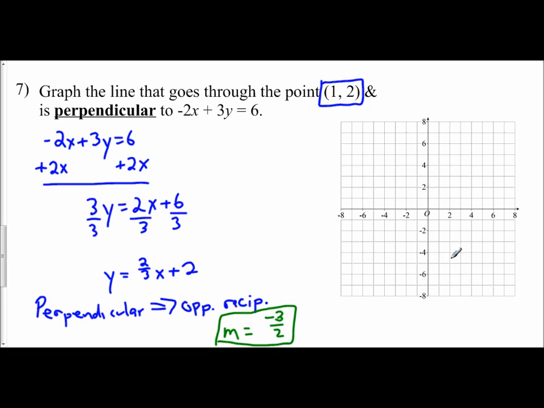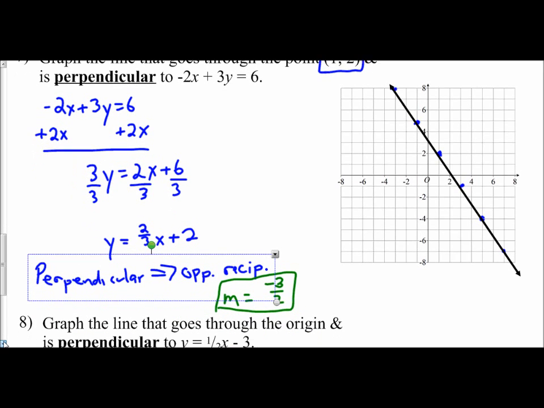So I plot the point (1, 2). I have a slope of -3/2, so down 3, right 2, down 3, right 2, and continue that pattern. I could also start at (1, 2) and go up 3, left 2, and up 3, left 2, and then connect those with my line. So it's the same concept as what we did for parallel. You take the equation that you're given, convert it to slope-intercept form, examine the slope, and determine what you're dealing with, whether it's opposite reciprocal versus same.